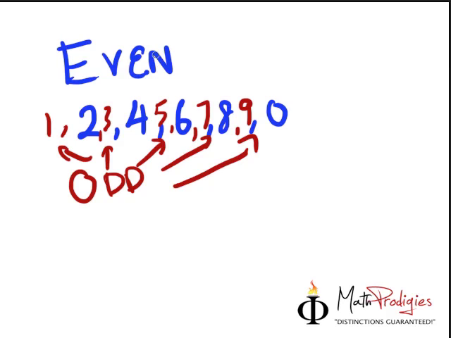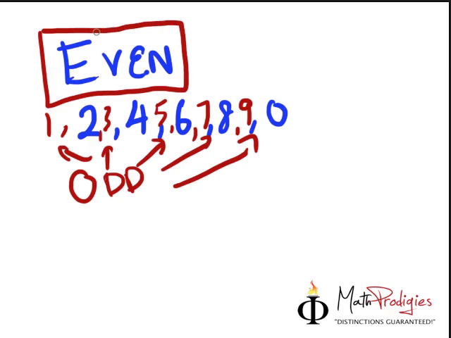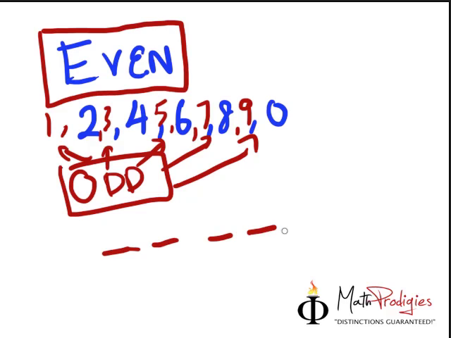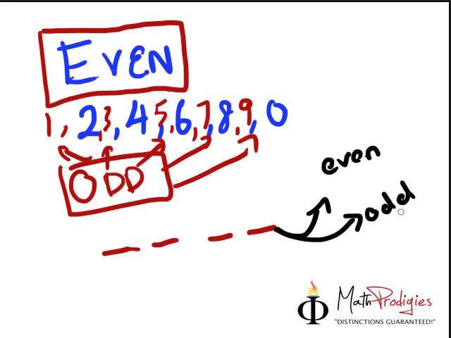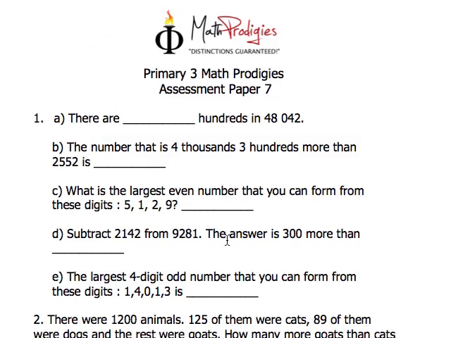Now the question is asking you for the largest even number. When they're asking you for the largest even number or the largest odd number, look at the number at the end. For example, if you have 4 digits, and they're asking you for an even number, the last digit must be an even number. If they ask you for an odd number, this digit must be an odd number, depending on the question. Alright, so let's take a look at the question. It says, what is the largest even number that you can form from these digits 5, 1, 2, 9?